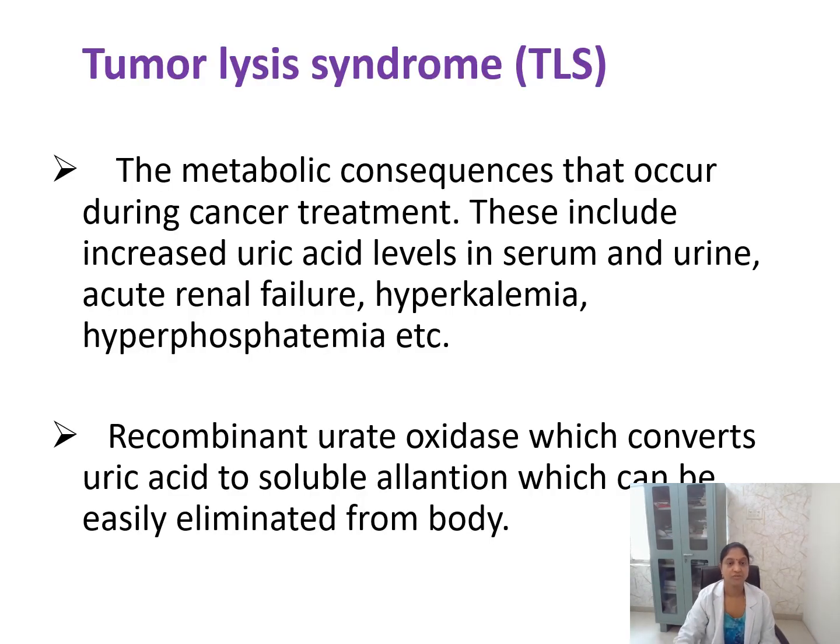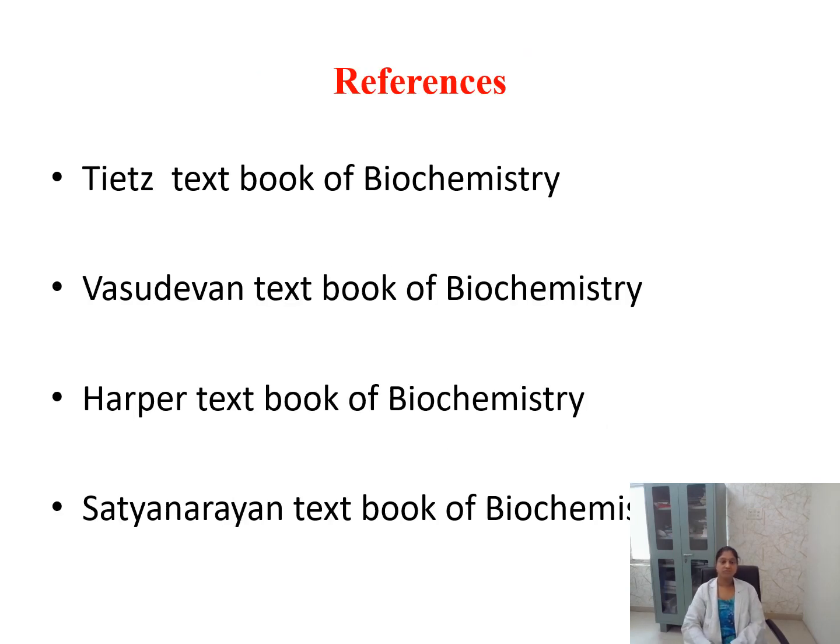Tumor lysis syndrome: the metabolic consequences that occur during cancer treatment. So these are the consequences which occur during cancer treatment, and they are like increased uric acid levels in the serum and urine, acute renal failure, hyperkalemia, hyperphosphatemia, etc. Recombinant urate oxidase converts the uric acid to soluble allantoin, which can be easily eliminated from the body.